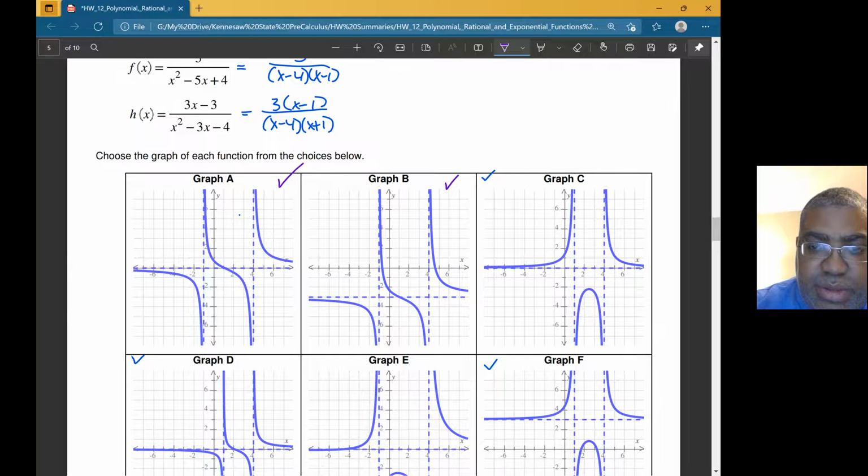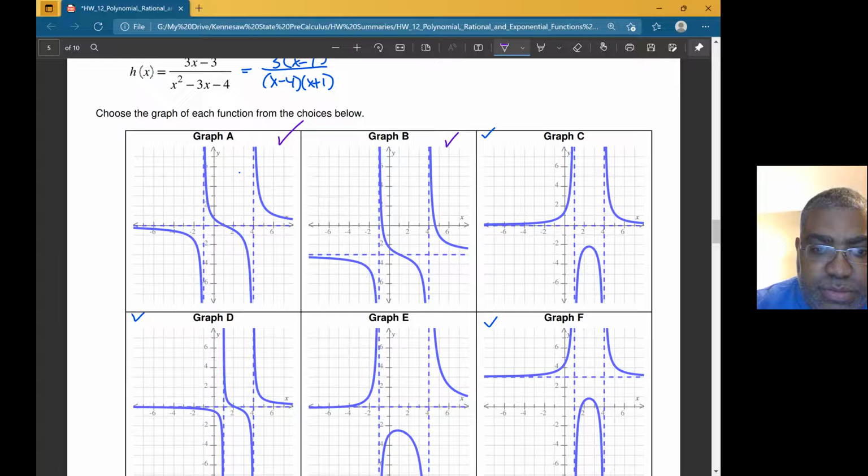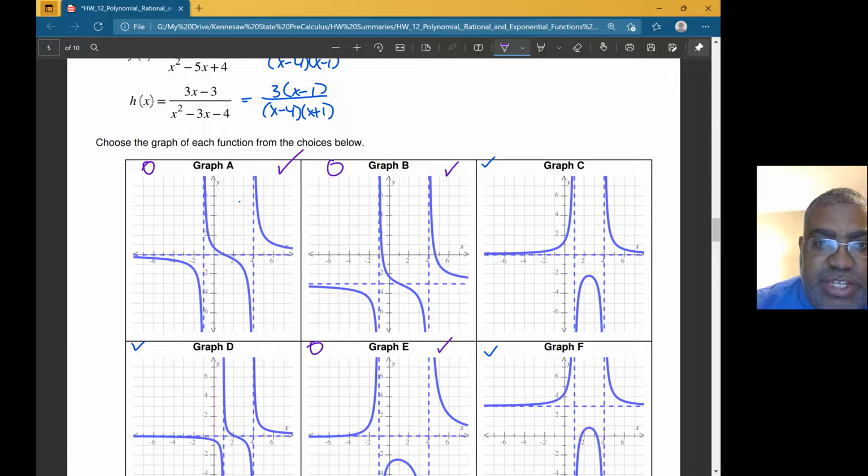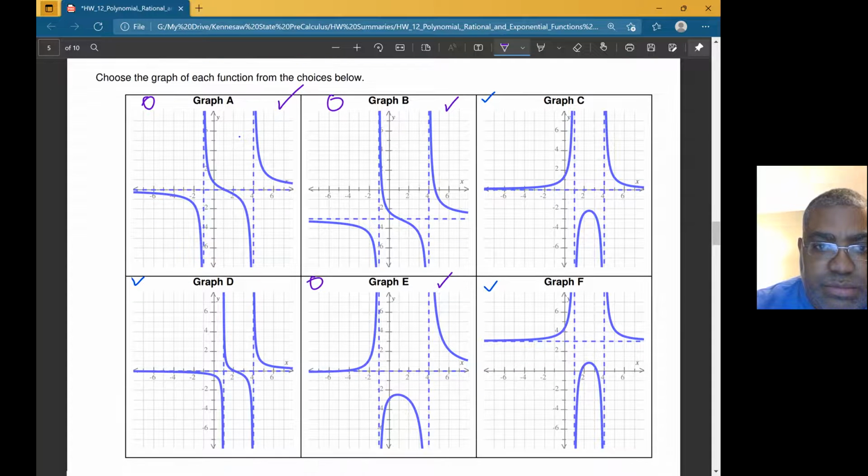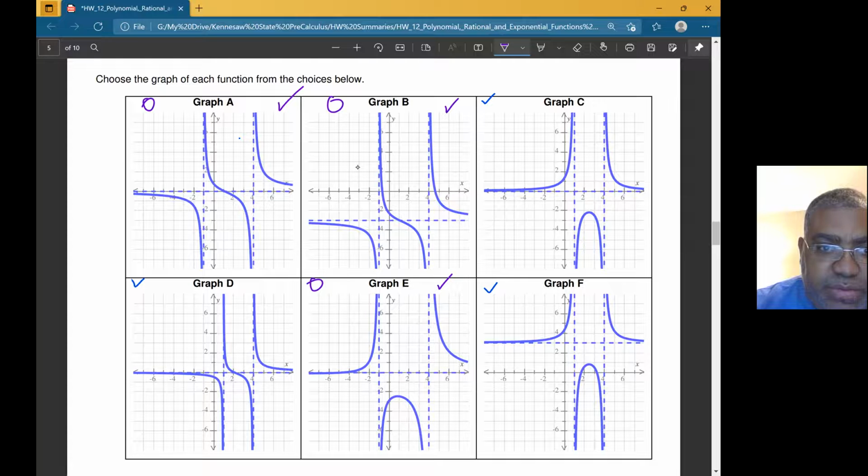Positive 4, negative 1. That's a possibility. We know it's not this one. Positive 4, negative 1. That's a possibility. Let's do a circle. There, there, and there. Okay, we know we have an x-intercept at positive 1. So positive 1, yes. Positive 1, yes. Positive 1, no. Positive 1, no.